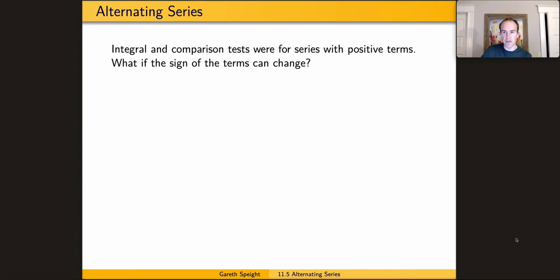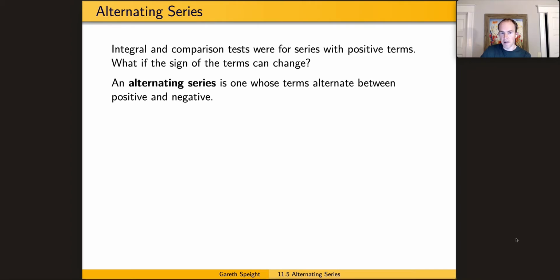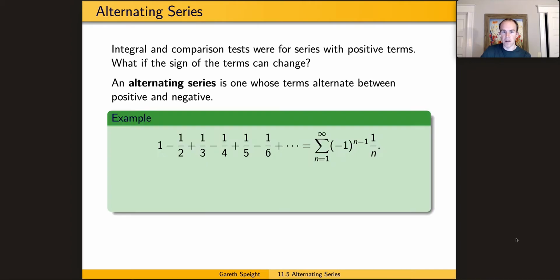So as we said, these refer to series of positive terms. What if the signs can change? We're going to study alternating series, which is when the signs alternate between plus and minus. For instance, here we have a series 1 minus a half plus a third minus a quarter plus a fifth minus a sixth and so on. It starts with a positive, then a negative, then a positive, then a negative, and so on.